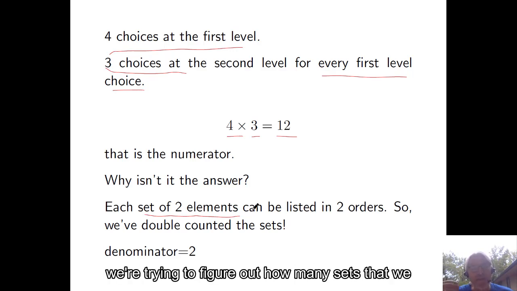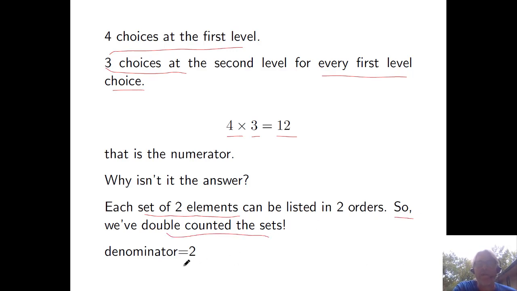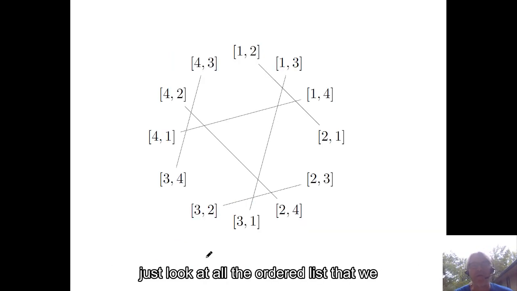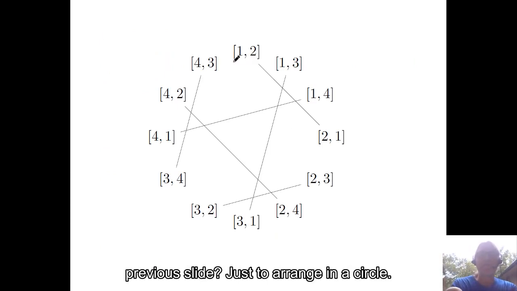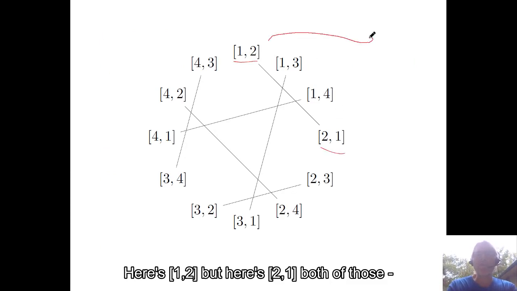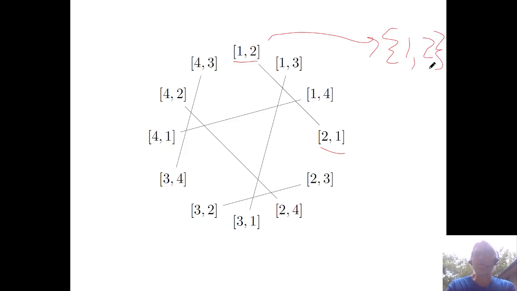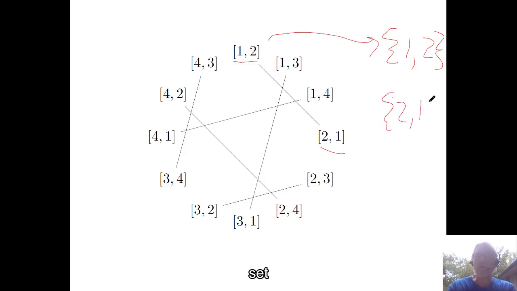Remember, we're trying to figure out how many sets of 2 items we can choose out of a set of 4 items, not how many ordered lists. So we've double counted, so that's why we have to divide by 2, because we're off by a factor of 2. How can we see that we've double counted? If we just look at all the ordered lists that we chose, here are those 12 from the previous slide, just arranged in a circle. Here's 1 and 2, but here's 2 and 1. Both of those are connected by a line because they are the same set, which is 1, 2, curly brace. A set doesn't have an order, so the set 2, 1 is the same thing as the set 1, 2.